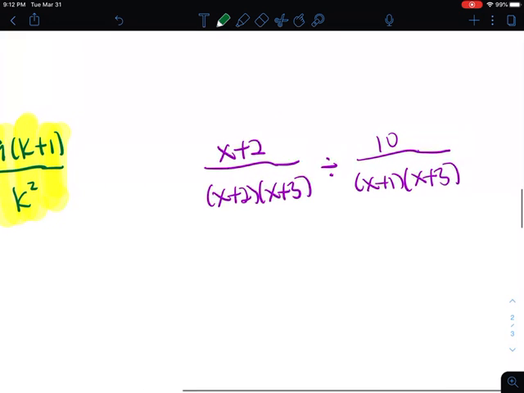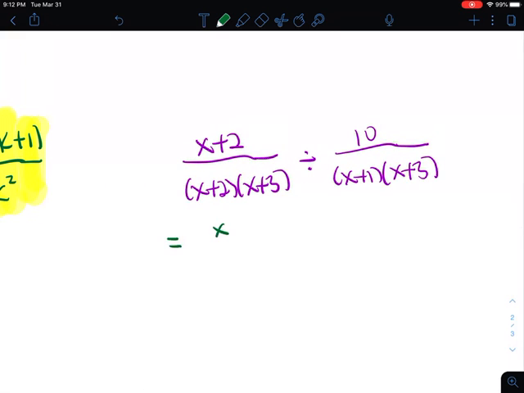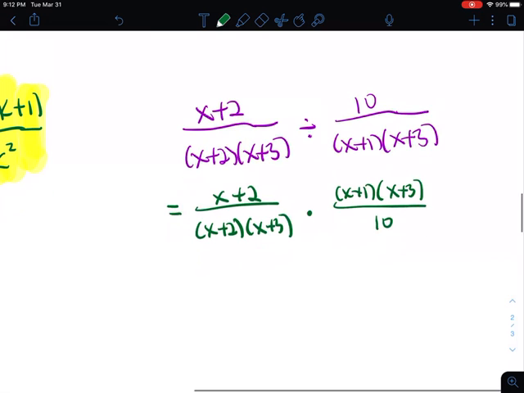And then let's try this one with division. So again, same deal. I'm going to change it to multiply by the reciprocal. So this first guy stays the same. Now this becomes x plus 1, x plus 3 over 10. And then again, let's go ahead and do our canceling. So I've got x plus 3, x plus 3. Those will cancel out to be 1s. And x plus 2, those are also the same. I can cancel those out to be 1s as well. And I think that's it. I've got x plus 1 over 10.